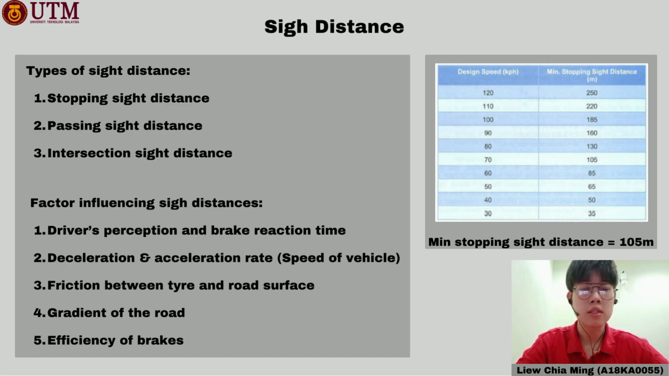Sight distance is the length of the roadway a driver can see at any particular time. There are 3 types of sight distance, which are stopping, passing, and intersection sight distance. The factors that affect the sight distance are shown below. Based on the table from ATJ 8/86, the minimum stopping sight distance for the major route proposed is 105 meters.